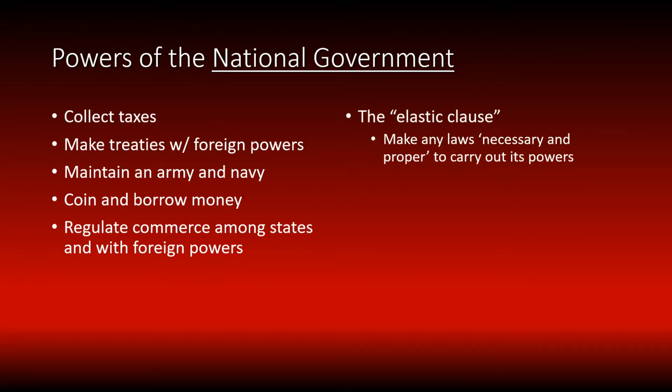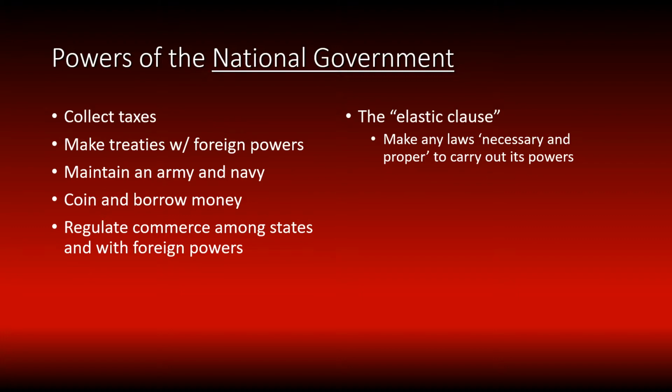The new government, the new Constitution, had something called the Elastic Clause. Think of elastic as sort of stretchy. You can kind of stretch it to do certain things. The Elastic Clause stated that the Congress could make laws necessary and proper to carry out its powers. So whatever is not in the Constitution, as long as it was necessary and proper for the government to carry out its powers, they could pass this law.